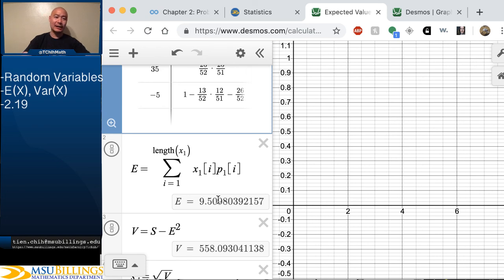All right, so hopefully that helps you work out not just problem 19, but some of the other problems involving expectation and variance as well. I will follow up here then with a video on linear combinations of random variables. Okay?